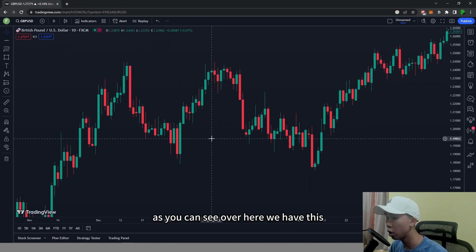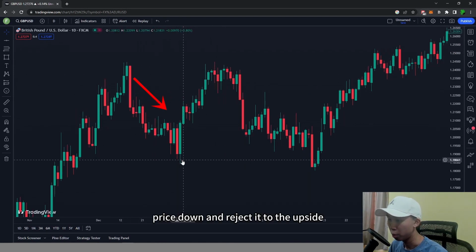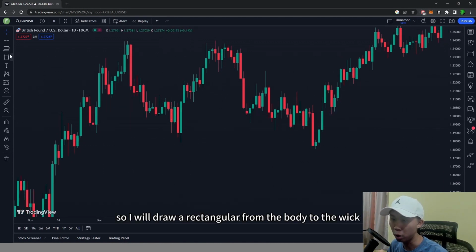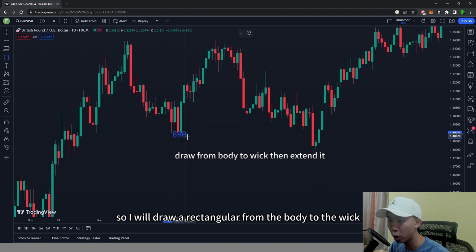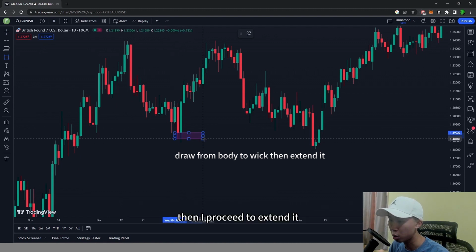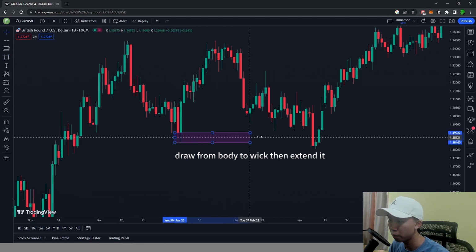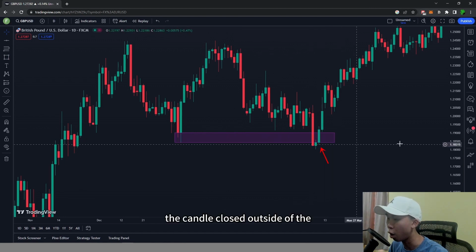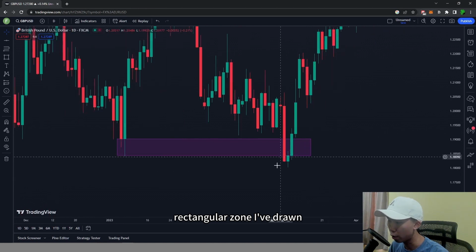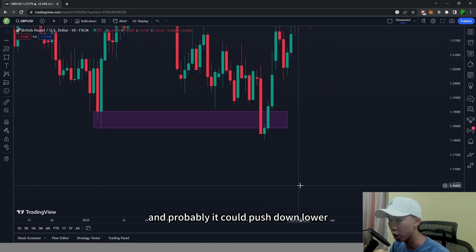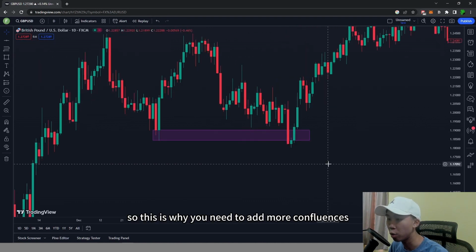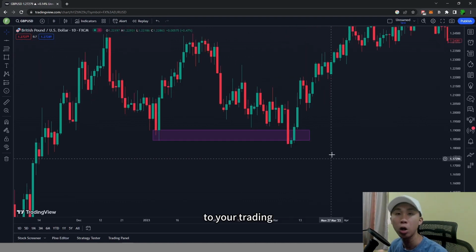As you can see over here, we have this price down and it rejected to the upside. So this will be a support. I will draw a rectangular from the body to the wick. Then I proceed to extend it. As you can see, the candle closed outside of the rectangular zone I've drawn, and probably it could push down lower. But it turns out it was a fake breakout. So this is why you need to add more confluences to your trading.